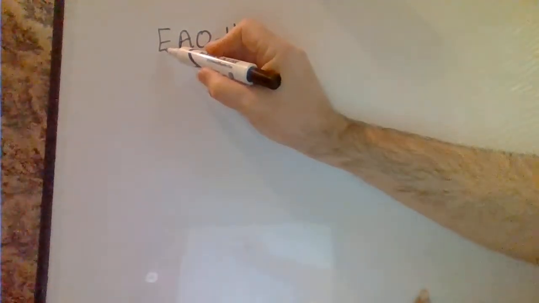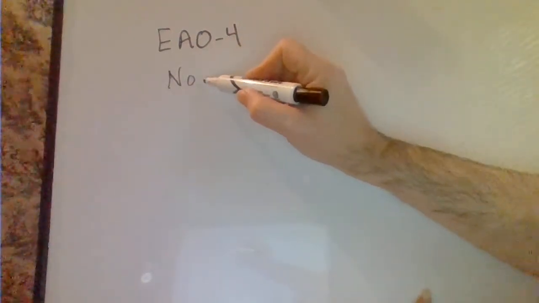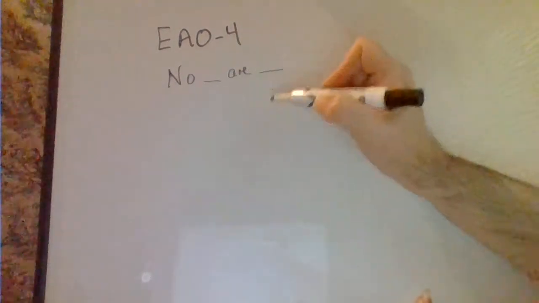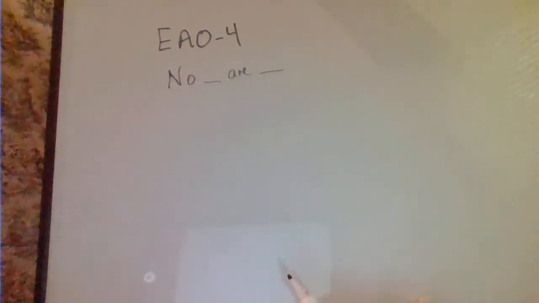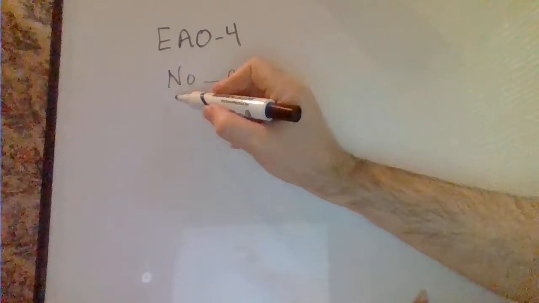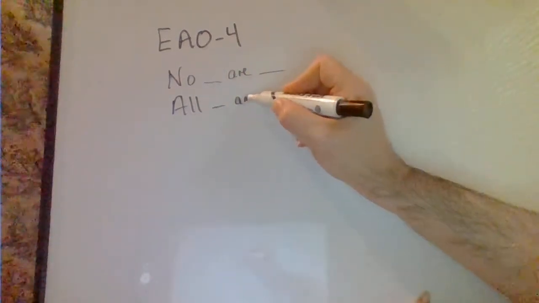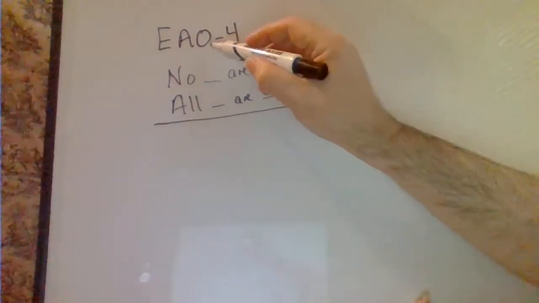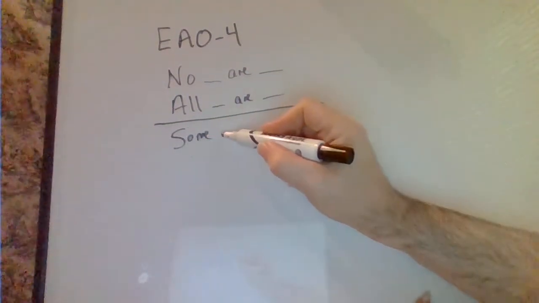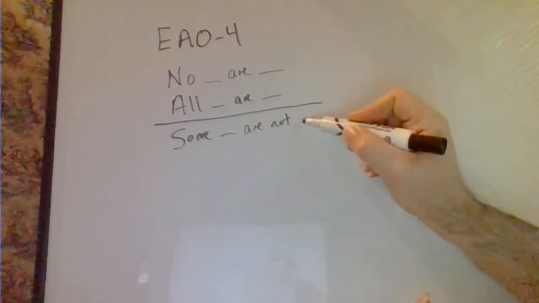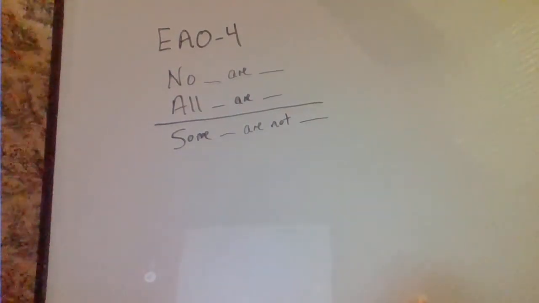Well, basically, you've got your configuration right there. You know that the major premise is going to be an E statement. So we start off there: No something is something. Leave your subject and predicate blank for the moment. Your minor premise is an A statement, so you know that's all something is something. And then our conclusion is an O statement, which would be some something is not something else, okay? Now, it's a figure four, so you know that in figure four, your middle term has to go in the predicate of the major and the subject of the minor.